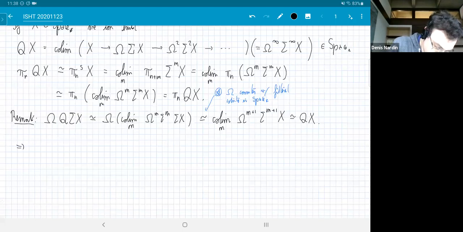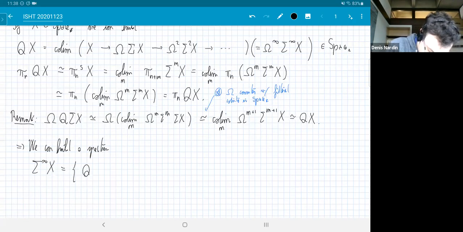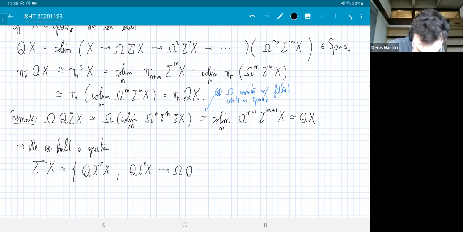So we can build a spectrum, sigma infinity x, whose nth space is going to be Q of sigma n x, together with these natural equivalences that I just discussed.